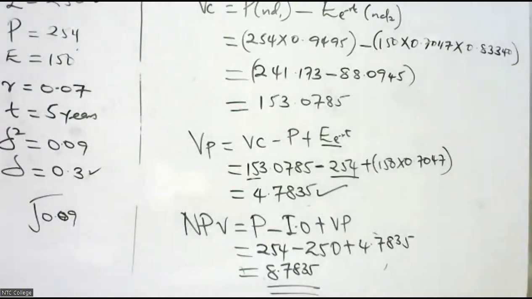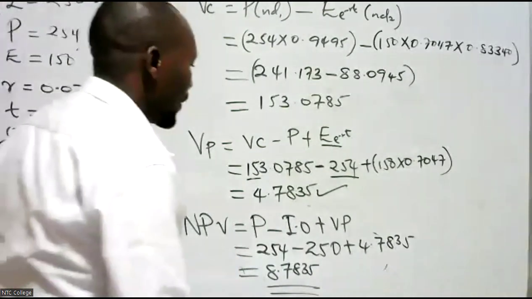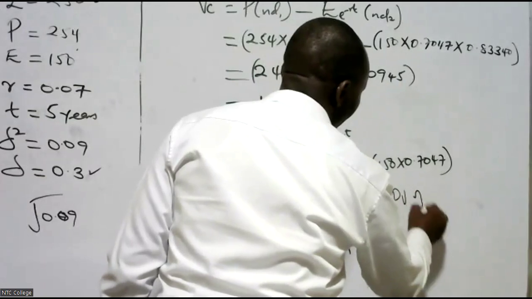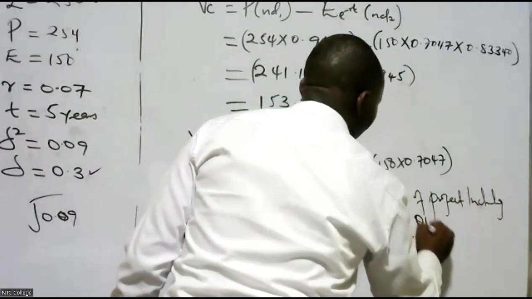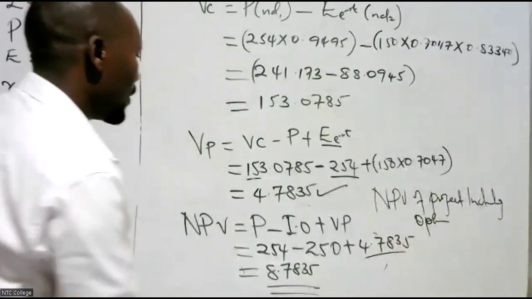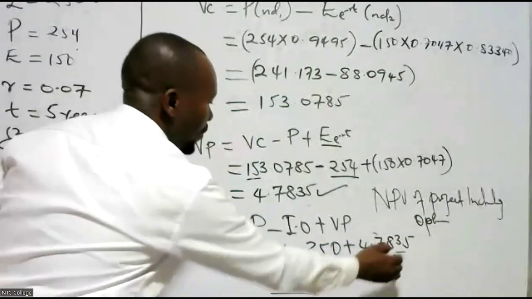That is the value of the project, including the option. Value of the project, including the option. So this is the value of the project, including the option. NPV of project, including option. Without option, you simply leave this one out. Without option, you only have this only. NPV without option is this one, without the option.